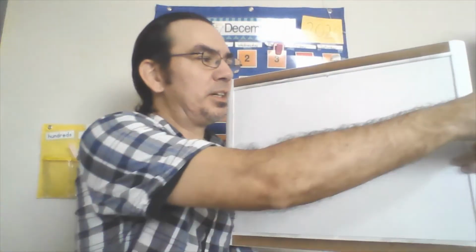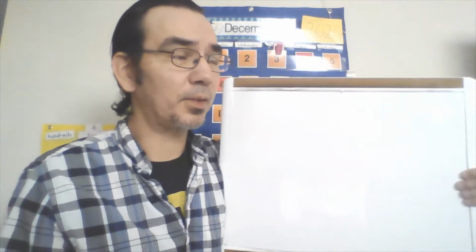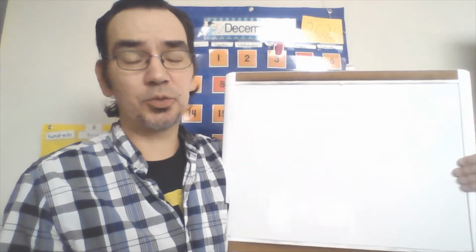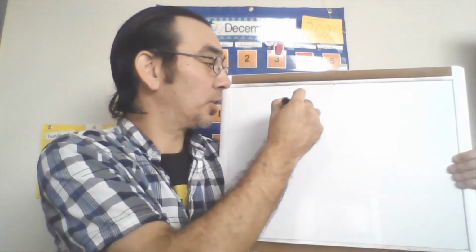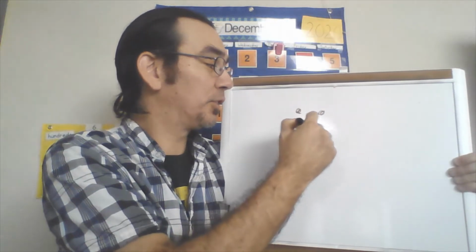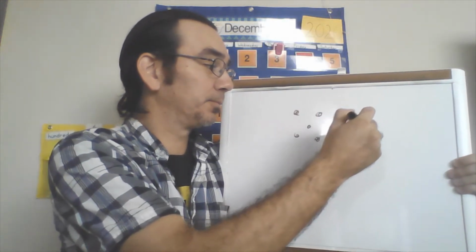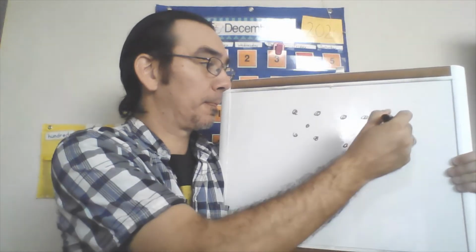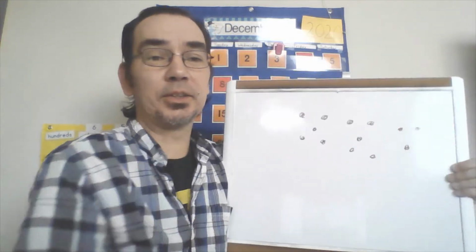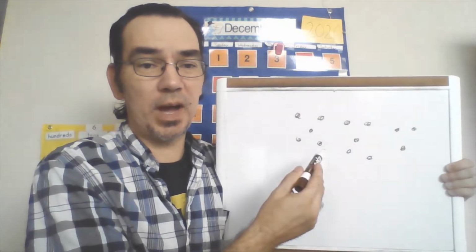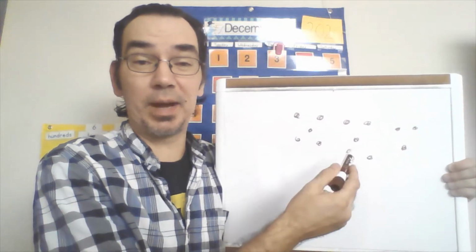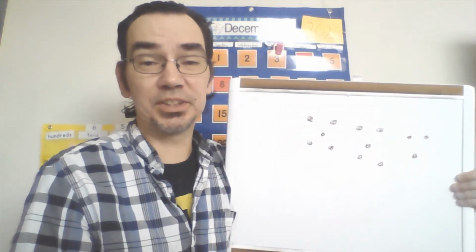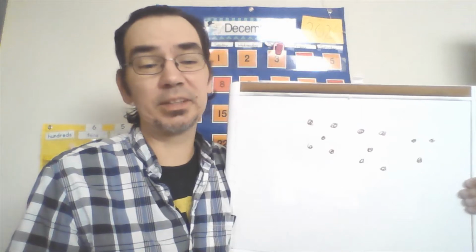So let's just see how we can do that. And there's a couple different ways. Number one, we can do this with our dots. I can draw 13 dots. And there's 13 dots right there. Here's 5. Here's 5 more. 5 plus 5 is 10. Plus 3 is 13.